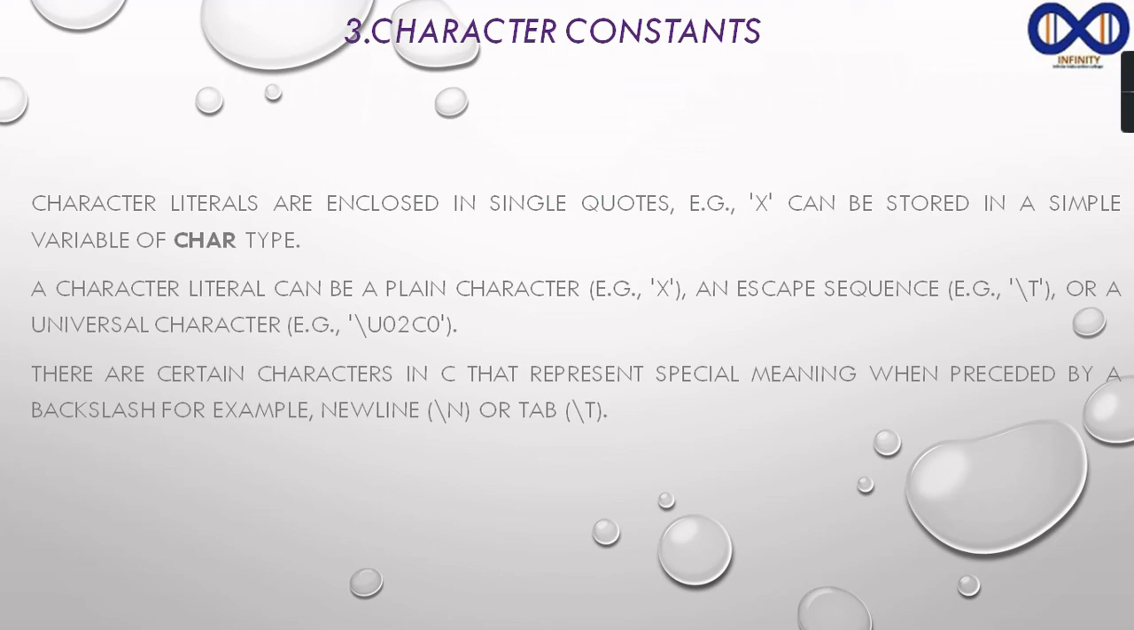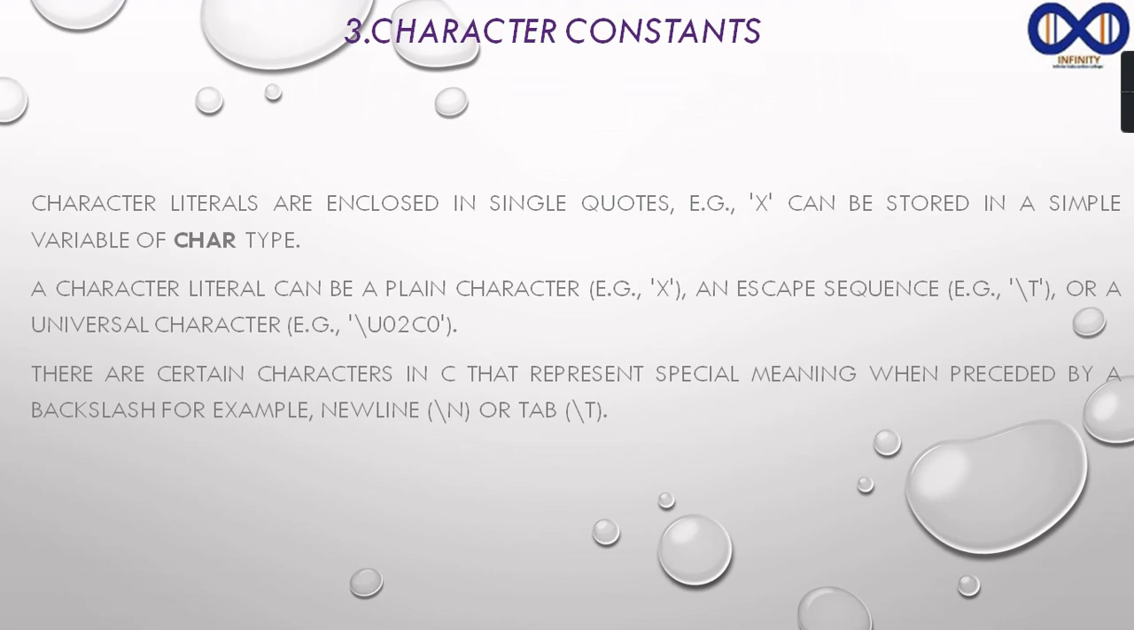Here is the character constant. The third one is character constants. Character literals are enclosed in single quotes. For example, 'x' is in single quotes, not double quotes. It can be stored in a simple variable of char type. A character literal can be a plain character, for example 'x', an escape sequence, for example '\t', or a universal character, for example '\u02C0'. These are enclosed in single quotes.